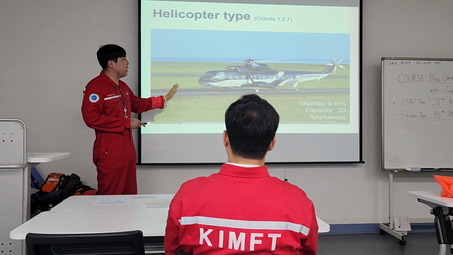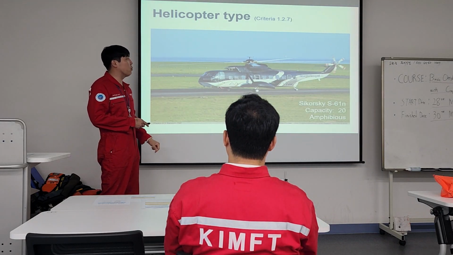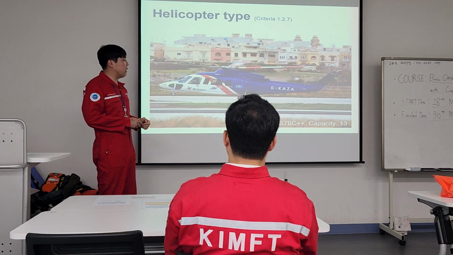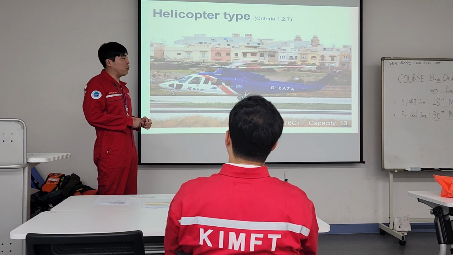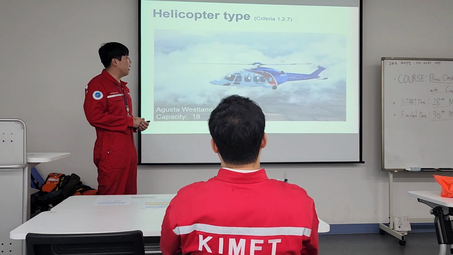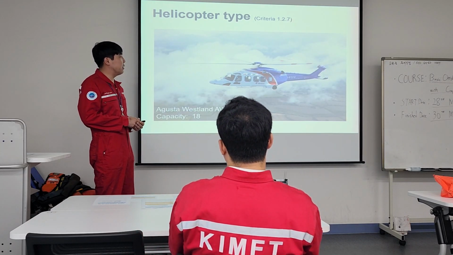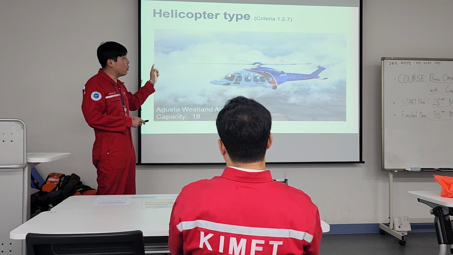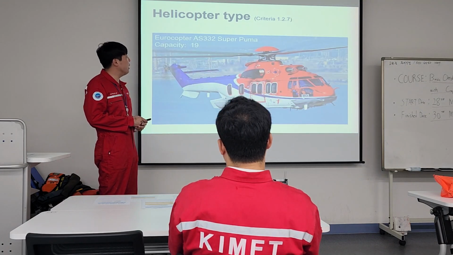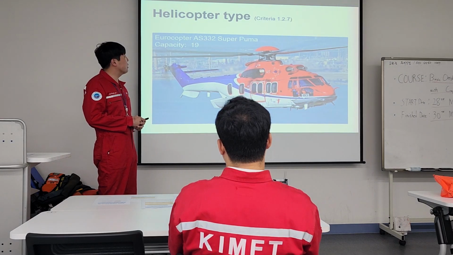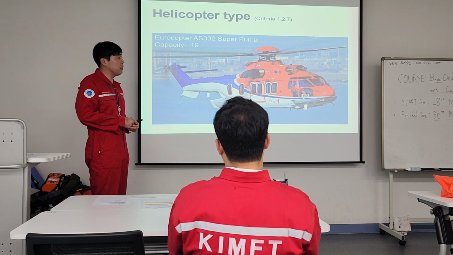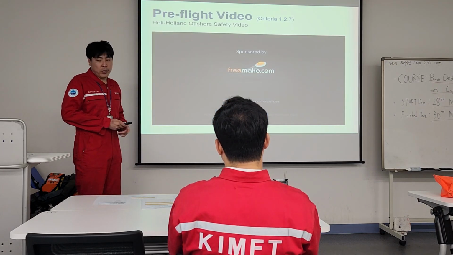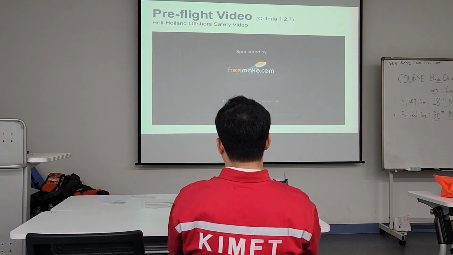The next one is almost the same. Sikorsky S61 model is a little bit old. And Sikorsky S76 C2 Plus model was invented almost 20 years ago, but is still used all over the world. And Augusta Westland is also easily seen all over the world in the offshore industry. And Eurocopter, made in France, AS332 Super Puma, is also a very big helicopter. Once upon a time, Korea also used this helicopter for presidential transportation. Okay, let me show you a short video about safety.